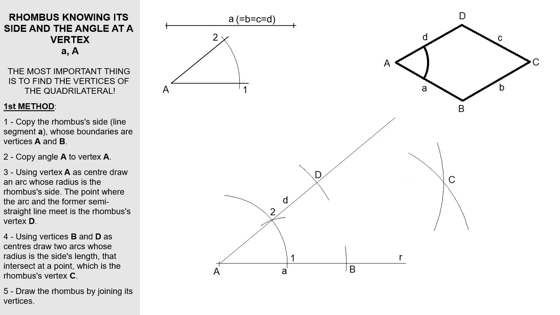If we properly join the vertices, we get the rhombus. We only have to name the sides B and C left, and the rhombus is finished. We can check that the resulting figure is the asked one.